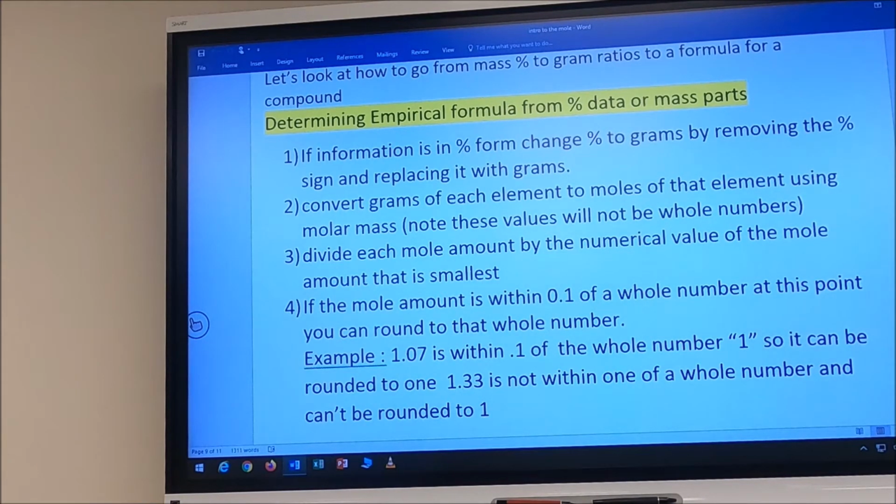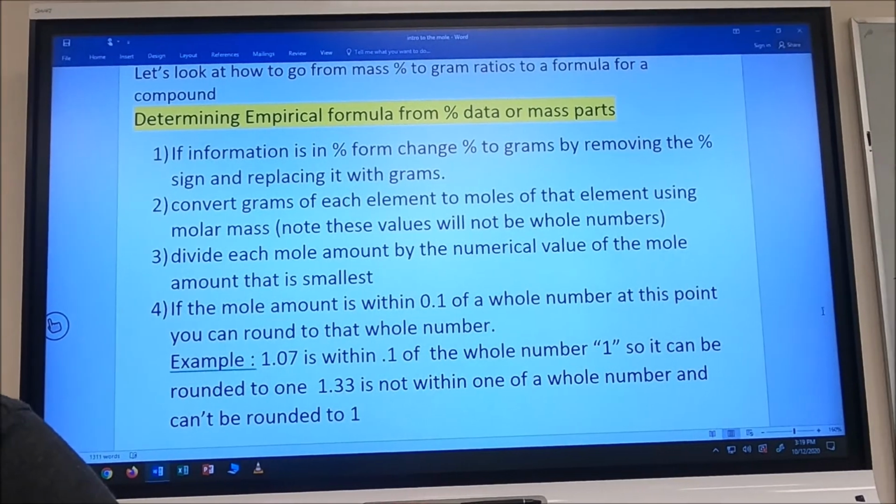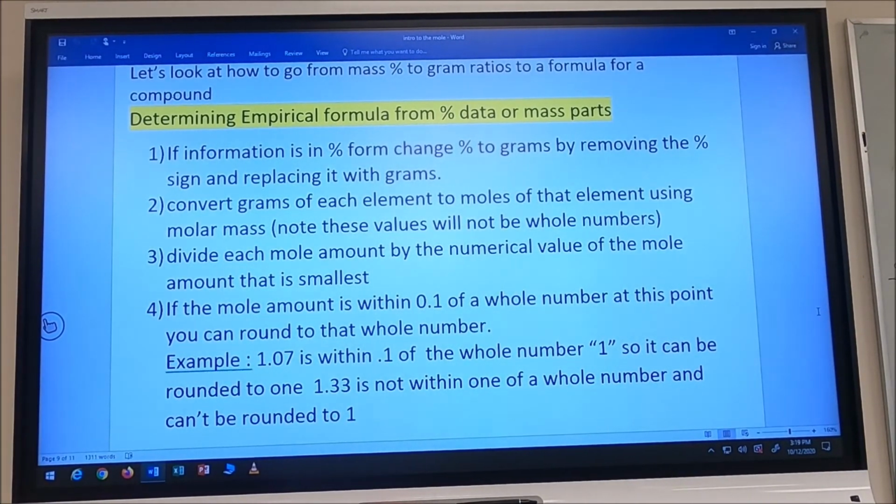Okay? We either start with percentage data, so mass percents, or mass parts. If you are an experimental chemist who does synthetic chemistry, synthesis is when you're making new compounds. You make a compound and you think you know what you made, but we're never 100% sure, especially when you're making something new.